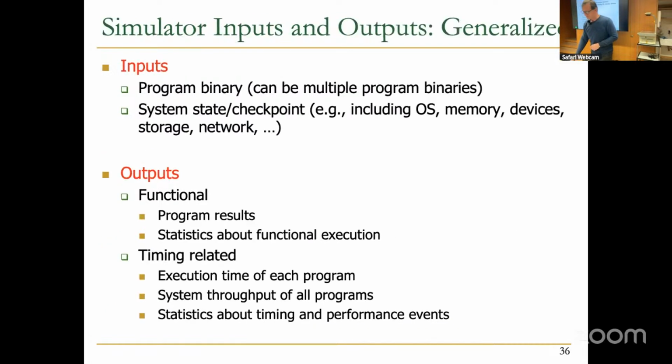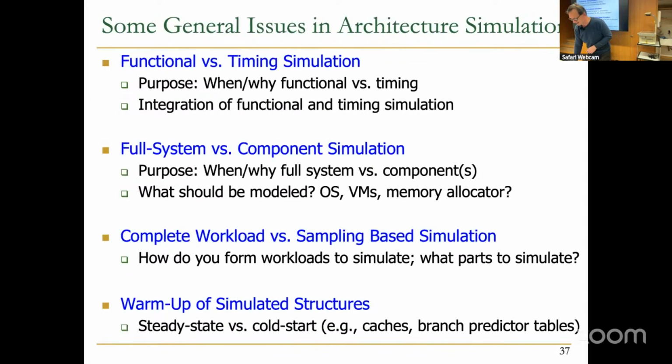Okay. So the inputs can also vary. The simulator can take as input a program binary, or multiple program binaries. It could take as input system state or a checkpoint or some sort of trace. So there are a lot of options over here. The outputs can be functional: program results, and statistics about functional execution, or you could have timing related outputs. These are performance. And then there's energy, of course, right? For example, you can get the execution time of each program, system throughput of all programs, and many statistics about timing and performance events. I didn't even include energy over here, but there could be many, many things over here, clearly. So these are some issues.